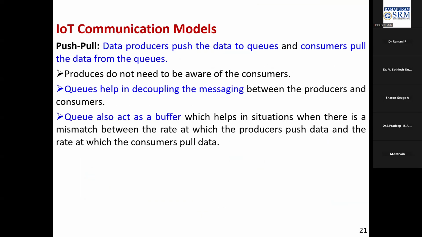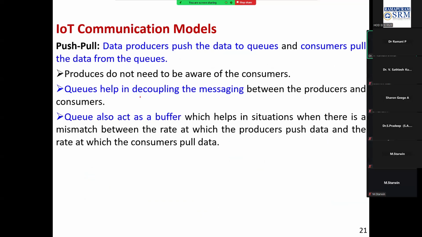The third model is your push-pull model. So what is the push-pull model? Here the data producers generate the data. An IoT device will generate the data and push the data to the queues. After generating, it will put everything into a queue, like a memory. And whoever requires the data will pull the data out of the queue. That is called the push-pull model.